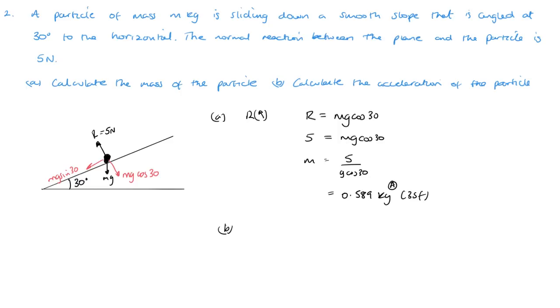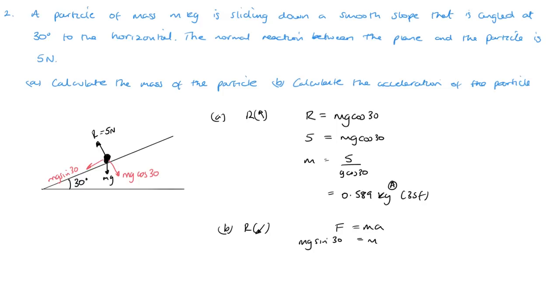Now we need to calculate the acceleration. So for this we are going to resolve down the slope because it is sliding down the slope, and we're looking at F equals ma. So F, there's only one force, it's mg sine 30.